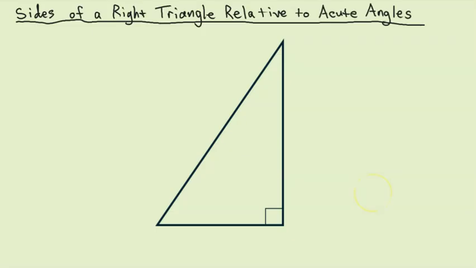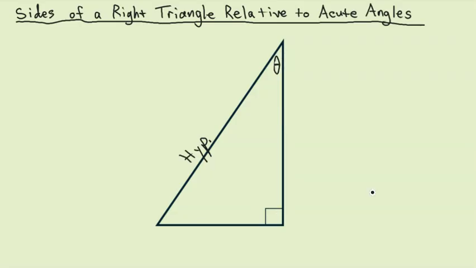Okay, so what if we have a right triangle like this one? And what if, instead of putting theta down here, I put theta up here in this angle? What if I called this angle theta? Well, then what is this side called? Well, that's the hypotenuse. Remember, I told you that the hypotenuse is always called the hypotenuse.